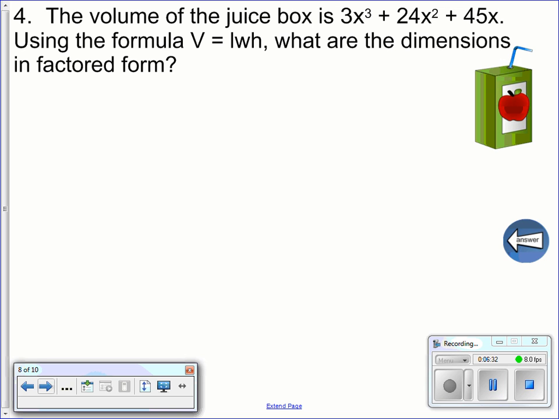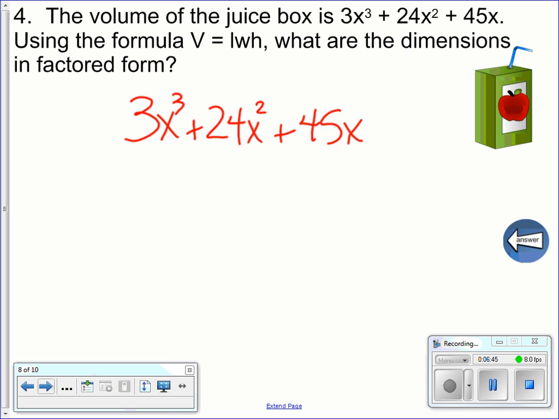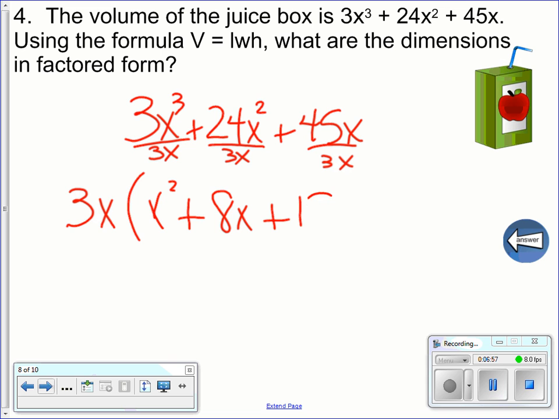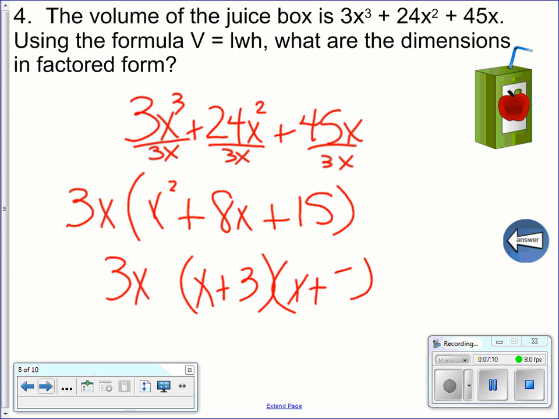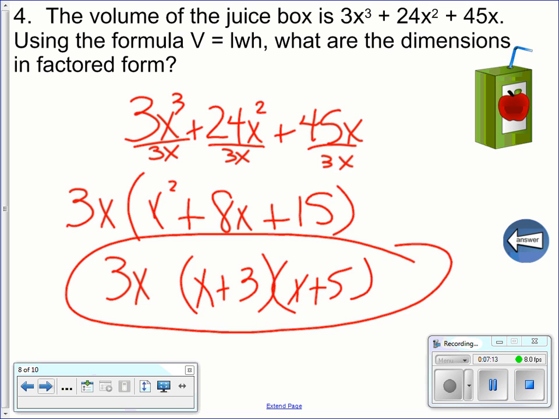The volume of a juice box is 3x cubed plus 24x squared plus 45x. If you see an x cubed, you've got to be thinking GCF. So if I take 3x cubed plus 24x squared plus 45x, I see that my GCF is 3x. So I'm going to divide all of these by 3x, and that would get me x squared plus 8x plus 15. And now I need to factor that. What two numbers multiplied together equal 15 and add together equal 8 would be x plus 3 and x plus 5. Don't lose that 3x, otherwise it will be wrong. This is my answer.